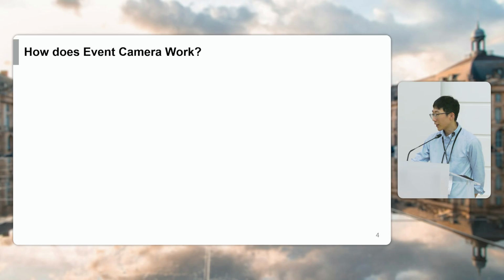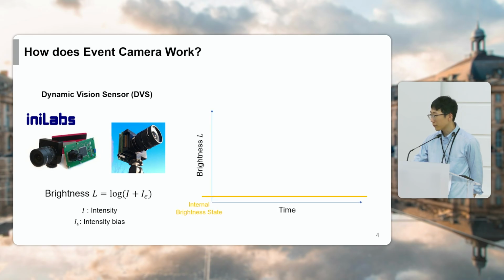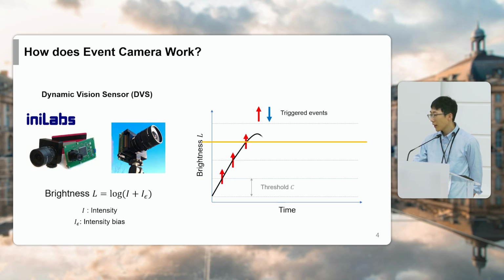So how does an event camera work? Event cameras use a specialized sensor called a dynamic vision sensor. Each pixel continuously monitors brightness L, which is the log of intensity, and stores a reference value. When the brightness change exceeds a certain threshold C, the pixel generates an event and updates the reference value accordingly. A brightness increase produces a positive event like this, and a brightness decrease causes negative events like this, and so on.